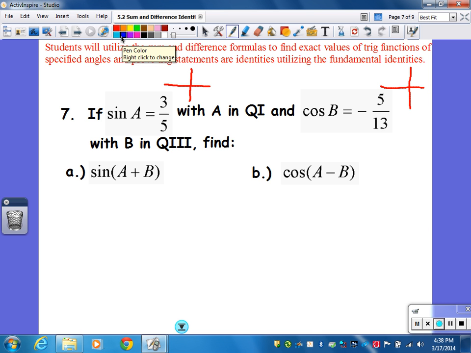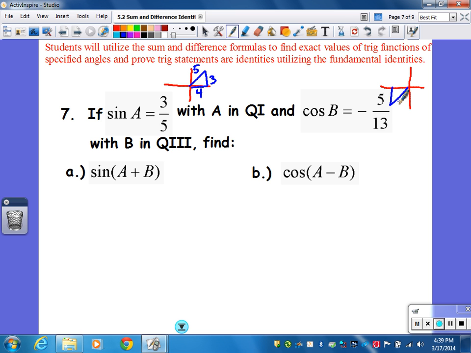The sine A I know is in quadrant 1, so I'm just going to draw right away in quadrant 1. Well, sine is opposite over hypotenuse, so 3, 5. Oh, this is a famous triangle right here. Very famous triangle, the 3, 4, 5. It's a fun one. Okay, and then the next one we know is in quadrant 2, so I'm going to just draw this down here.